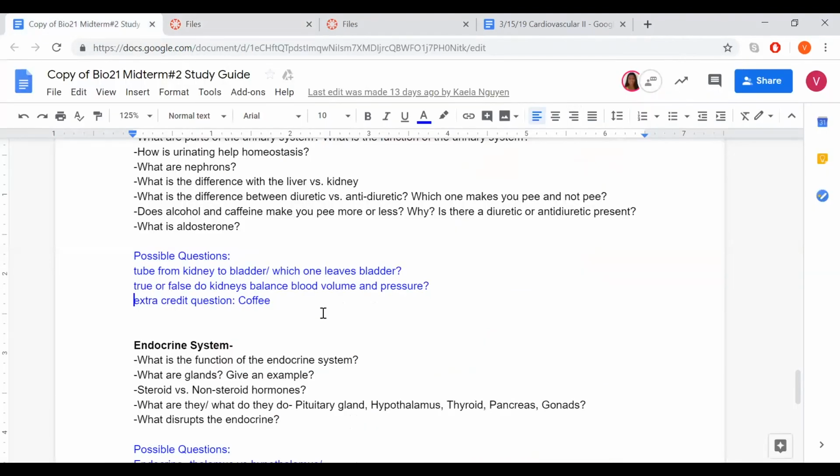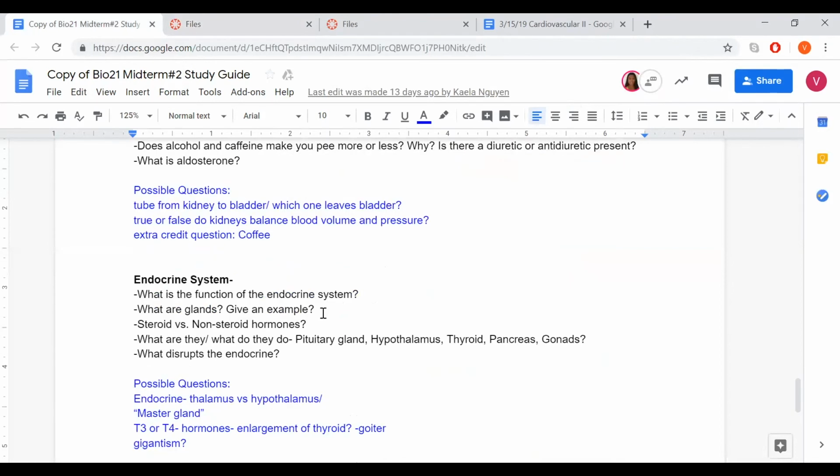Anyways, moving on. Or do you want to do this extra credit? Oh no, we can. Just that one. I just thought that maybe she would ask an extra credit question about, like, why does coffee make you want to go pee more? What hormone is involved with coffee or alcohol, something like that. Yeah, and you know that it's ADH.